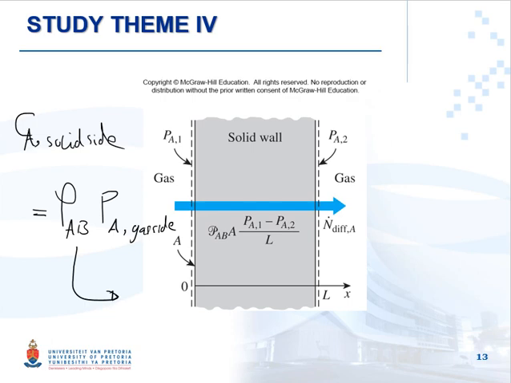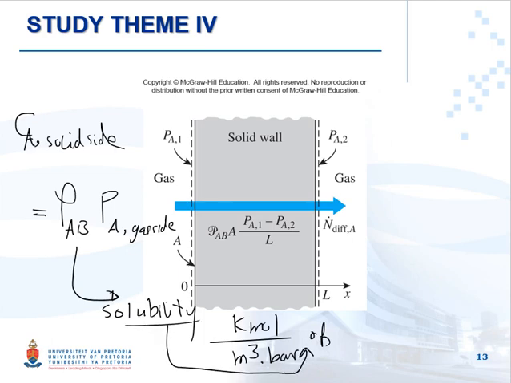What was it? It was solubility. You remember we talked about it, so kilomole per cubic meter bar is the unit. But solubility of what? Solubility of gas A in the solid B. That's the reason we say that S_AB is the solubility of gas A in solid B.